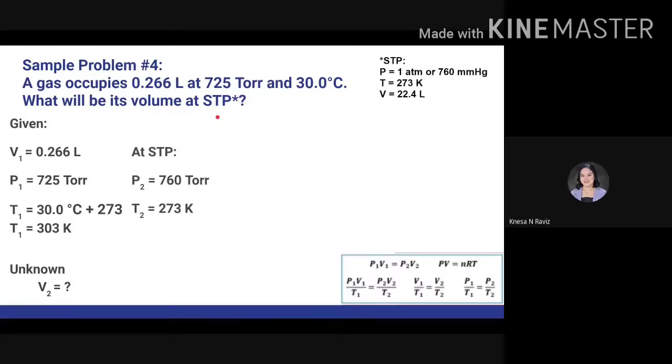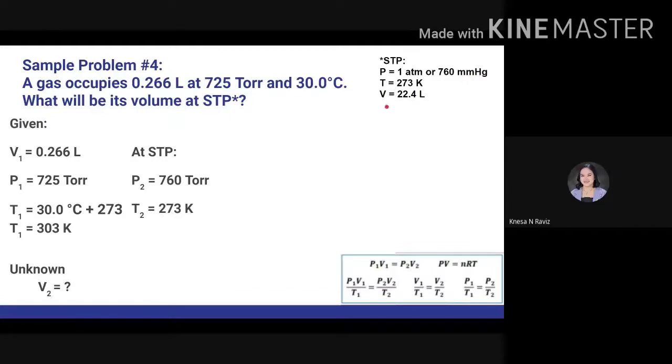So, what do we mean by STP? This is the standard temperature and pressure. Actually, STP is a standard from which the properties of gases are determined. And here are the values. The pressure is 1 atmosphere, or 760 millimeter mercury, which is also equal to 760 torr. Temperature is 273 Kelvin, or 0 degrees Celsius, and the volume at STP is 22.4 liters.